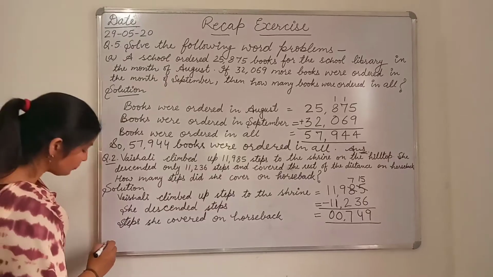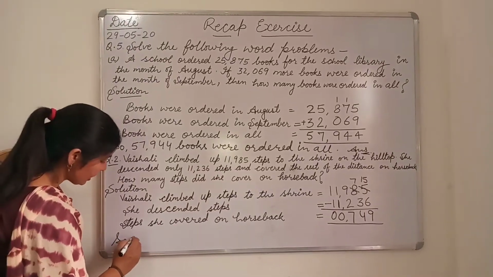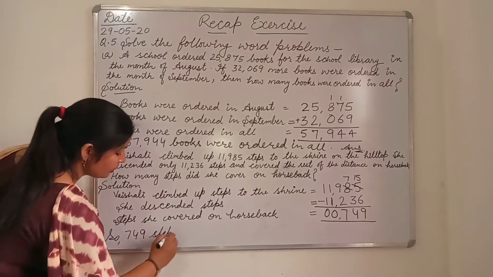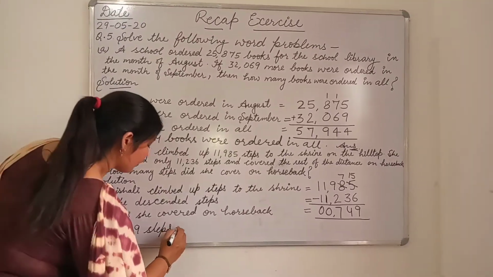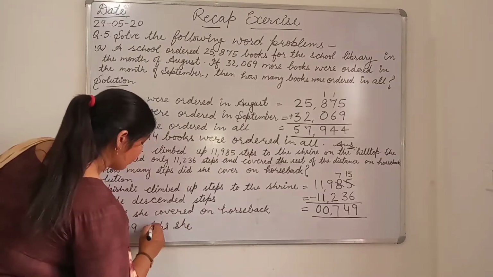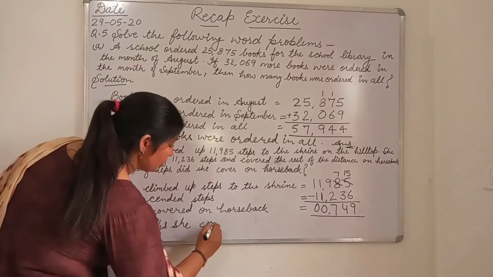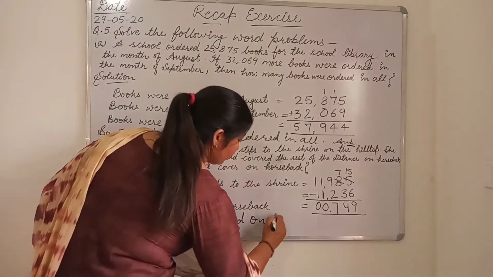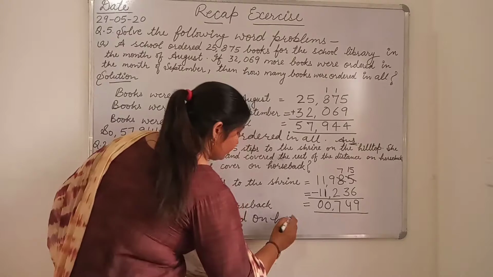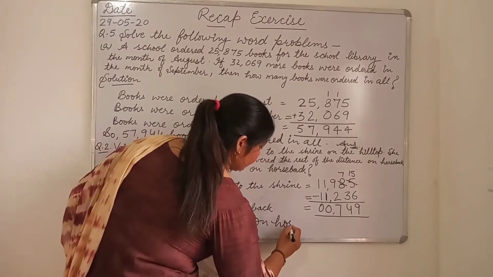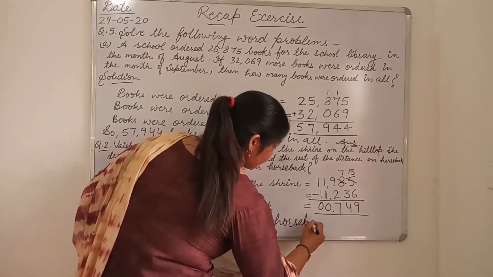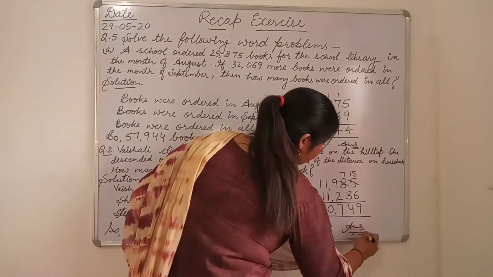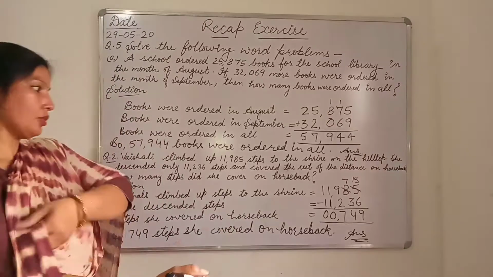So we write here: 749 steps she covered on horseback. That's your answer. That many steps she covered on horseback.